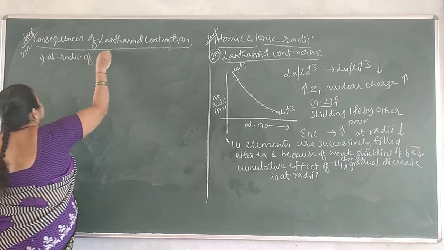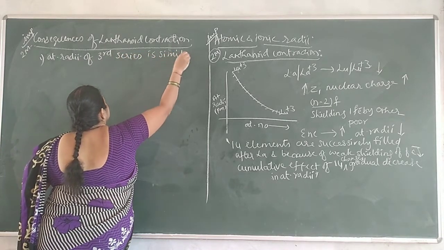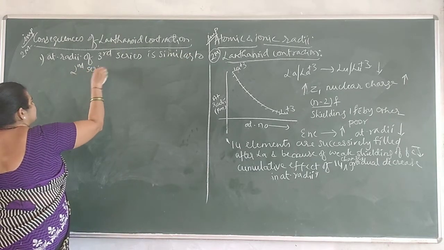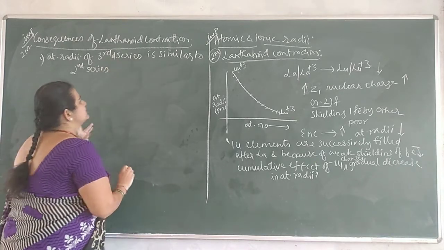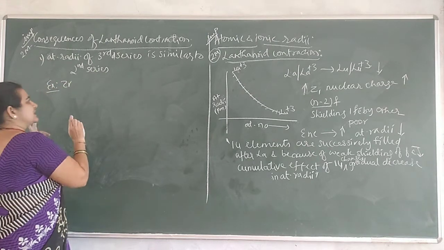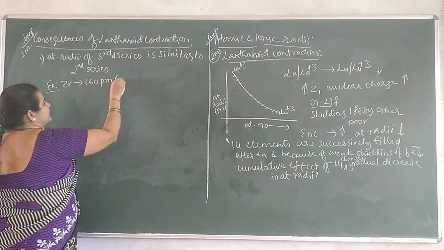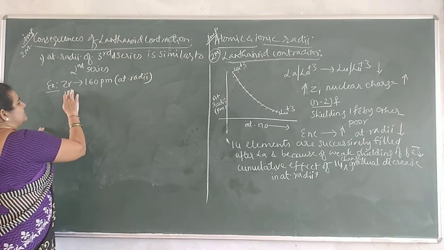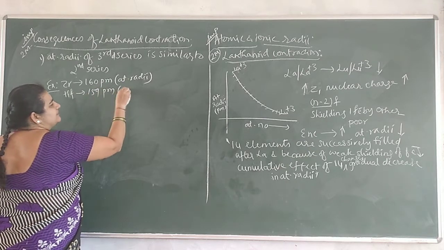The atomic radii of the third series is similar to the second series, that is, the third d series is similar to the second series. For example, zirconium is an element from the second series. It has an atomic radius of 160 picometers, whereas hafnium is an element from the third series. It has an atomic radius of 159 picometers.